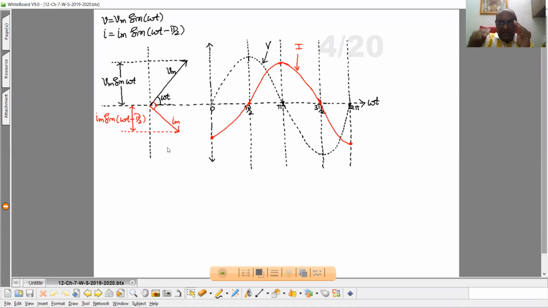Now, current lags behind voltage by pi by 2.